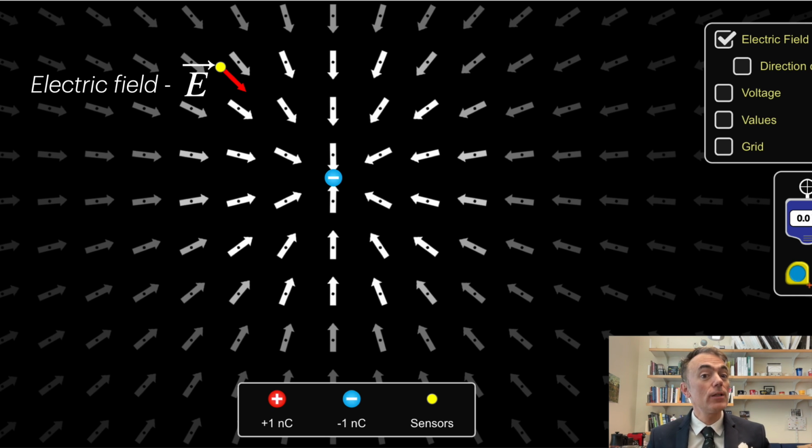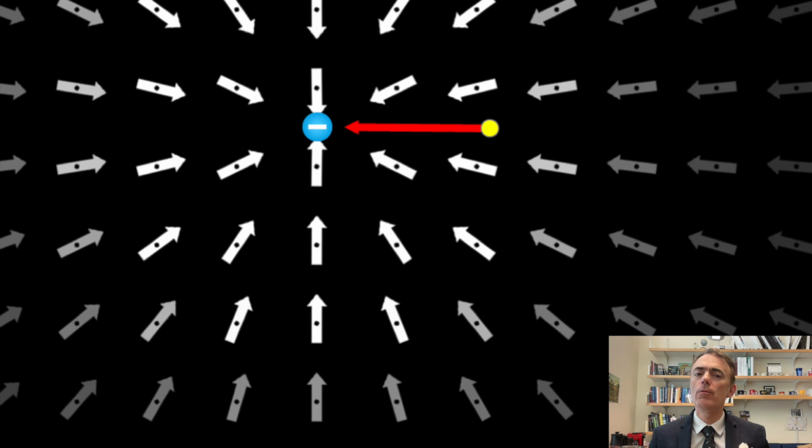When you move a positive test charge in an electric field, you are either working against or with the force of the field. This movement involves energy, which leads us to the concept of electric potential.